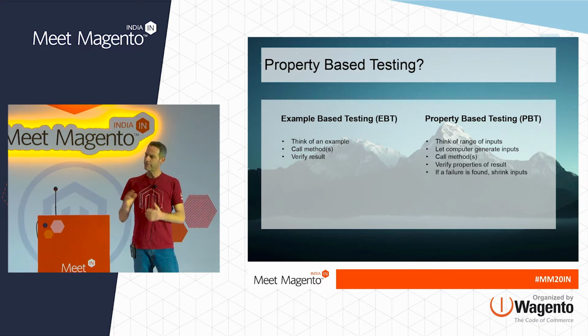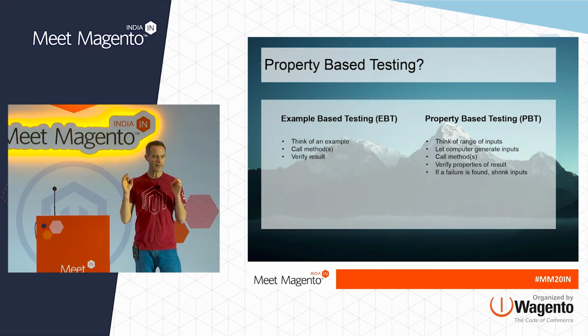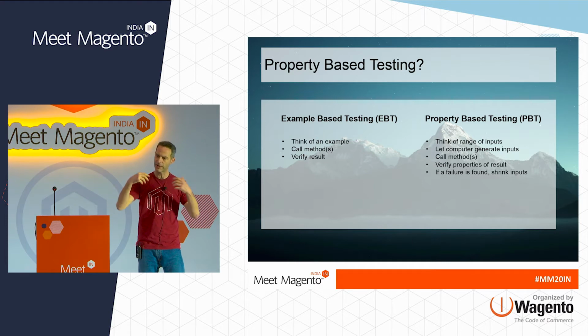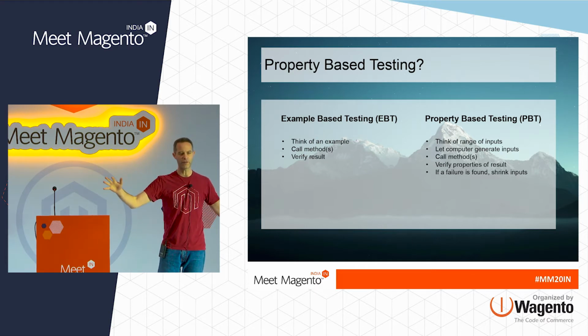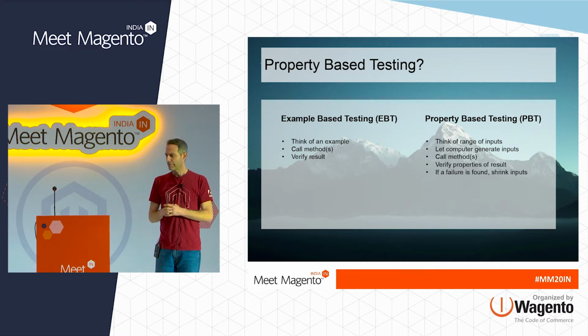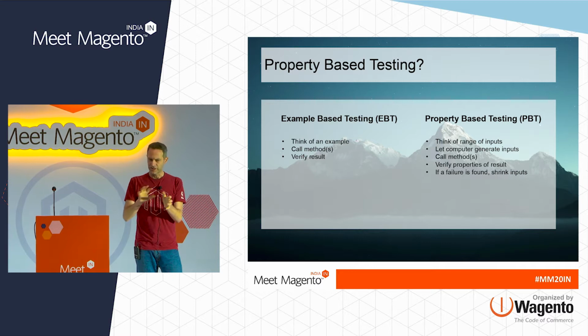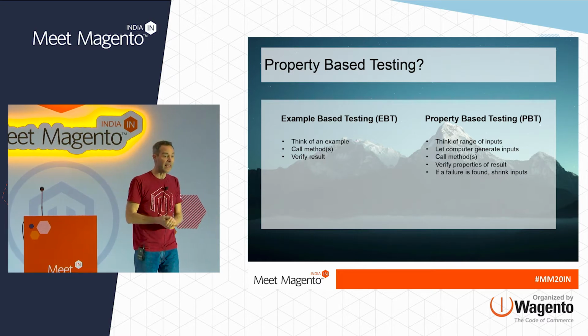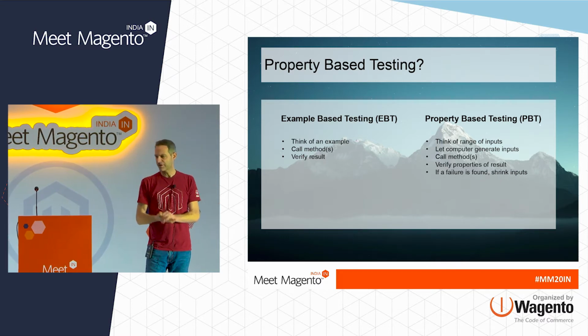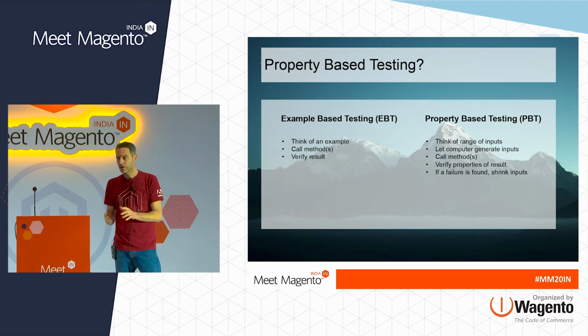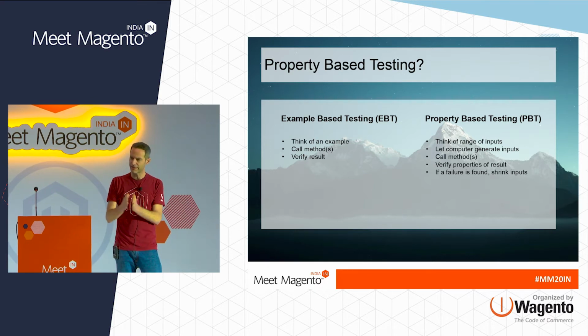And that's where property-based testing comes into play. With property-based testing, instead of thinking of individual examples that I pick and call my method with, I think about a whole range of possible inputs. So I can say, my function that I'm writing here takes not just one email address, right? It takes any email address. That's a string, but is it any string? Or is it just a subset, strings that are not empty?